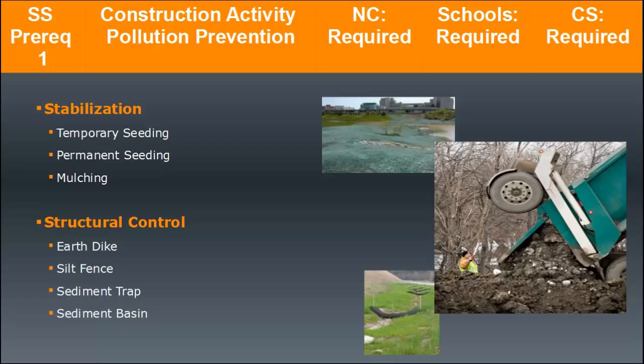Two methods for implementation include stabilization. This could be in the form of temporary seeding, permanent seeding, or mulching to hold in moisture. So there's another synergy with stormwater quantity control and also water efficient landscaping. Structural control would include an earth dike, silt fence to hold back contaminants, sediment trap, or sediment basin.